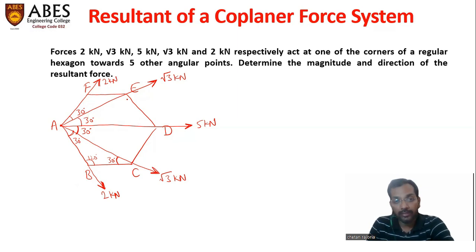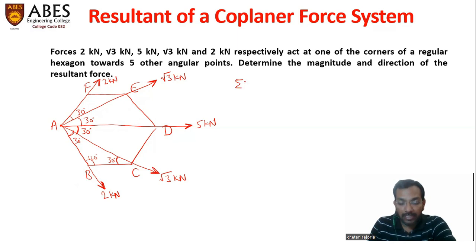Now, how to proceed? The steps will be, first of all, we will resolve the forces in the horizontal and vertical direction. Then we will find the sum of all the horizontal components. Then we will find the summation of all the vertical components. And then we will use a final formula to calculate the final resultant of all these 5 forces, as well as their inclination. So let's proceed.